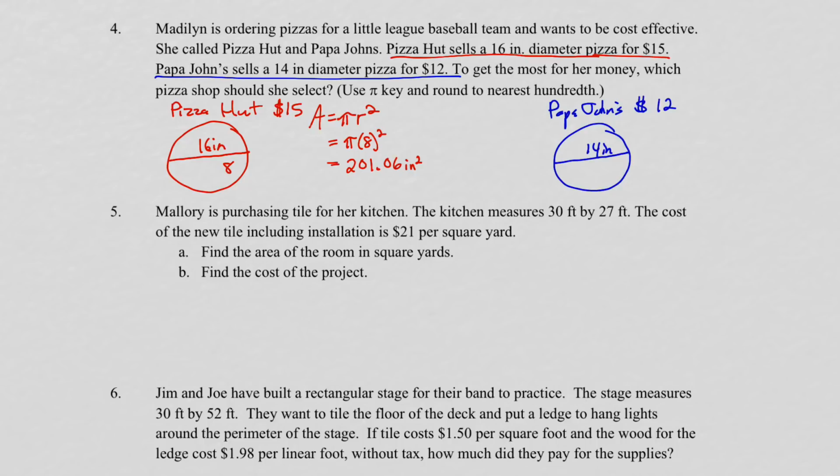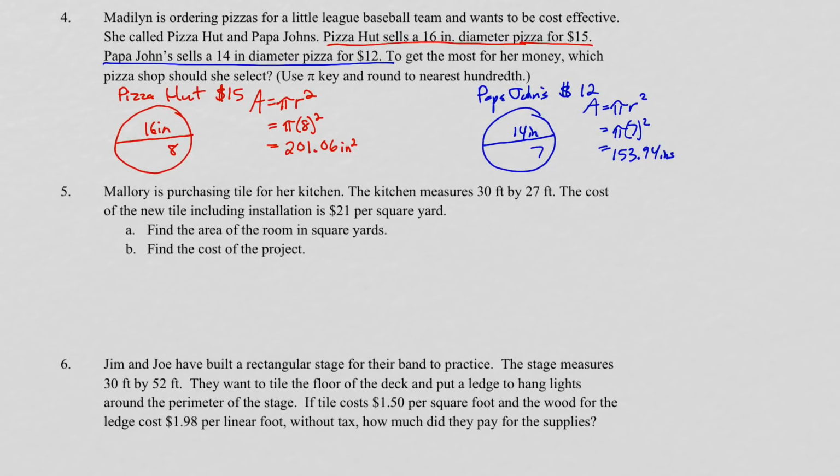And Papa John's is going to be, that's 7. So 49 times pi is 153.94. Okay. So now let's compare the total inch squared or the area to the cost. Okay, so we want to know the price per square inch. Price per square inch means that the price should be on top of the ratio and the square inches on the bottom of the ratio.